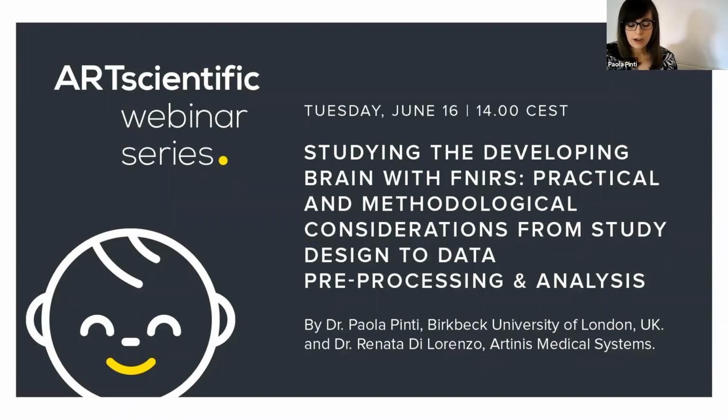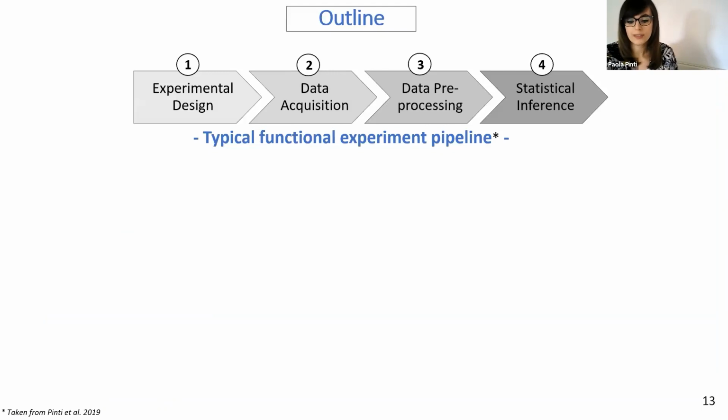So today, in our webinar, we will discuss the methodological aspects of using fNIRS for cognitive neuroscience experiments. In particular, we will talk about the main stages of an experiment as presented in this pipeline over here, with a particular focus on neurodevelopmental studies. We will first give an overview of all these various stages, and we will then see these applied to real fNIRS data recorded on infants and toddlers.